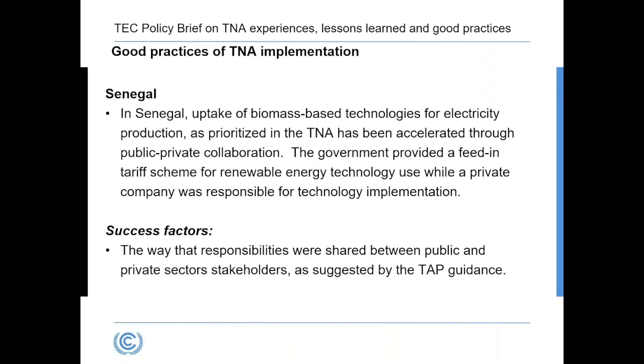We had in Senegal, and Senegal is here with us. They can talk more about this. Update of biomass-based technologies for electricity production. Again, the success factor was that responsibilities were shared between public and private sector stakeholders, as suggested by the TAP guidance. And we have more of this. There are dozens of such initiatives.